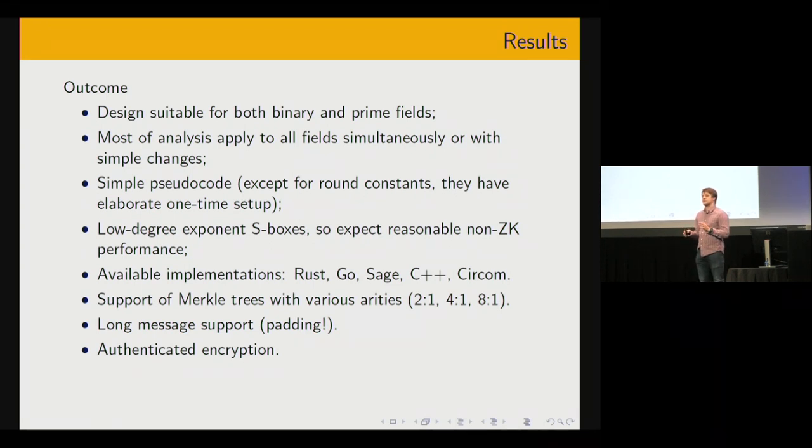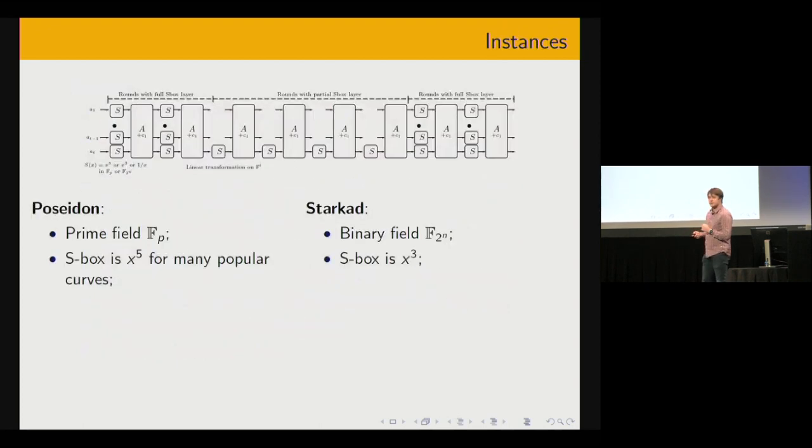We support Merkle trees explicitly, of different arities. We support variable-length hashing, constant-length hashing. We even support authenticated encryption. And of course, if you put authenticated encryption into a SNARK, you get some kind of verifiable encryption. So this can also be used for verifiable encryption in the context of zero-knowledge proofs. Many implementations are available, third-party ones mainly. I've told you already that Poseidon is for prime fields, which are now most popular. StarkAD is for when you ever have to work with a binary field. It's a bit different because some attacks start working for binary fields and the design is just a bit different.